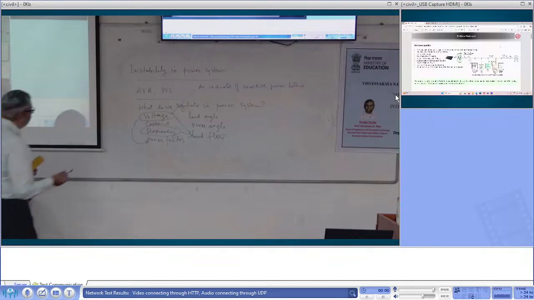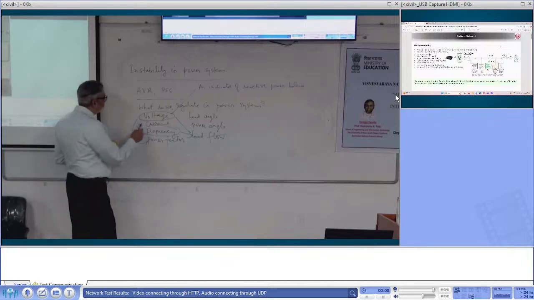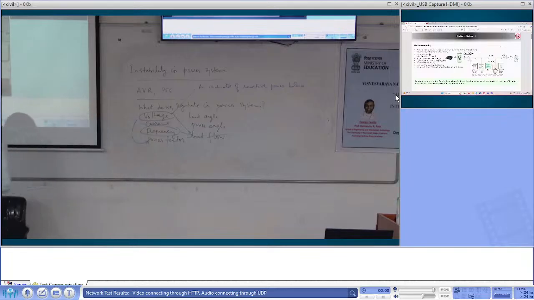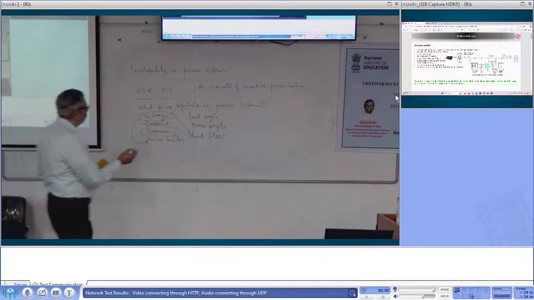Do I need current? If I know the nodal voltages, currents are known, right? What about load angle, power angle? Because it's a part of load flow, right?